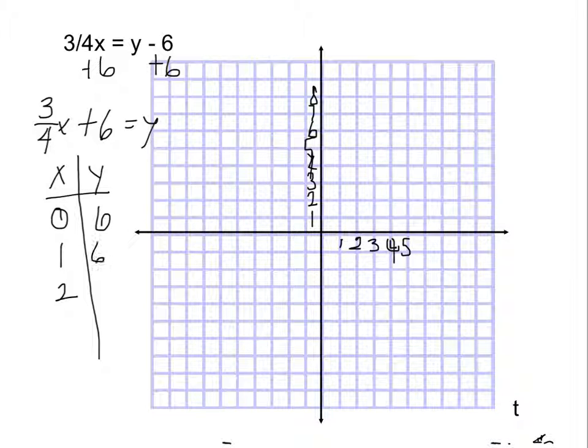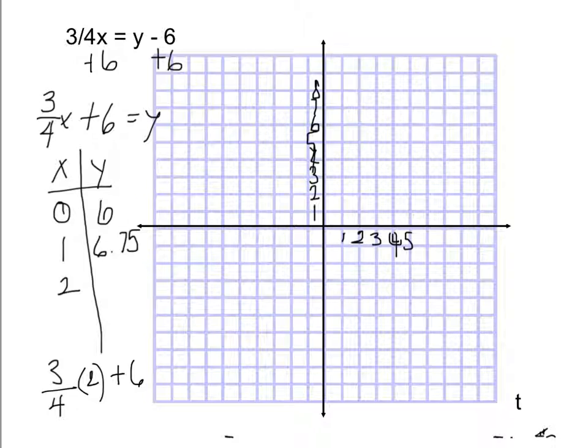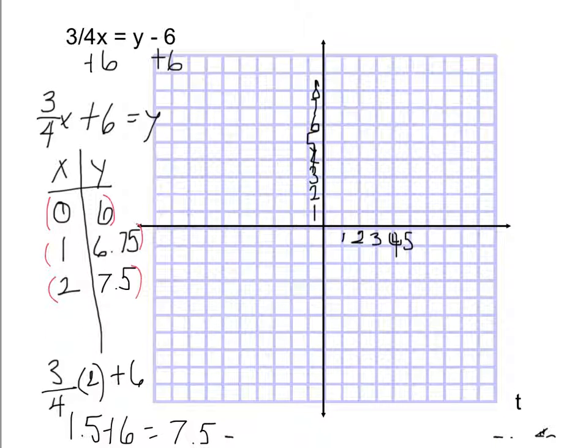I'm going to go ahead and write that as a decimal. I am not going to mess around with fractions. Fractions are okay, but it depends on how you do with fractions. If you get confused by seeing a bunch of fractions, just fix that and make it into a decimal. Next one, 3/4 times 2 plus 6, that's really 0.75 times 2, which is 1.5, plus 6 gives me 7.5. So I have 0, 6, 1, 6.75, and 2, 7.5.